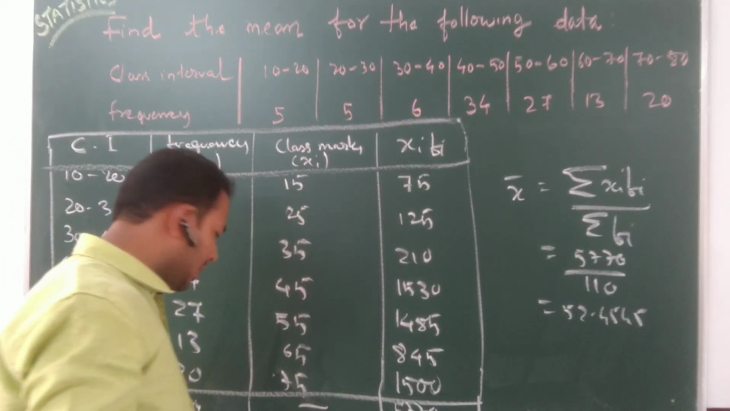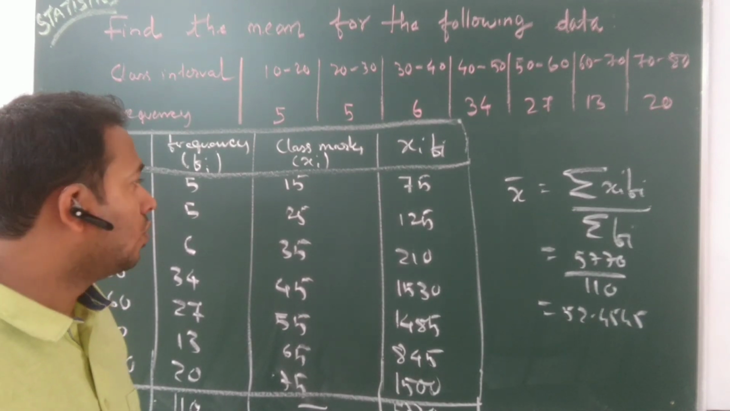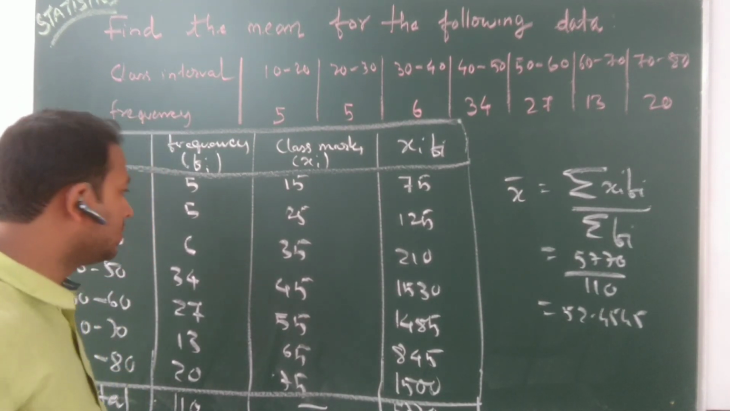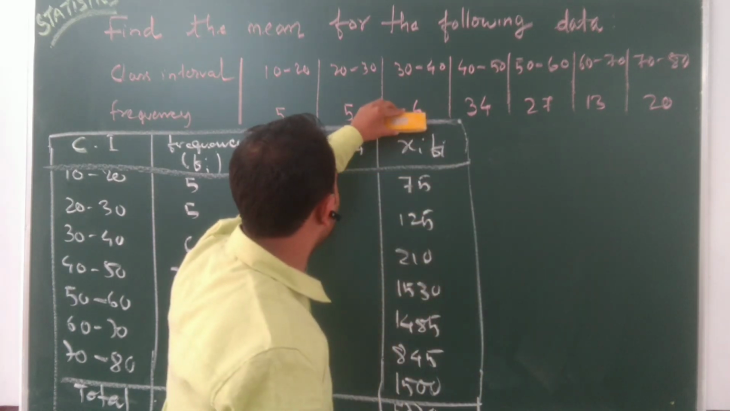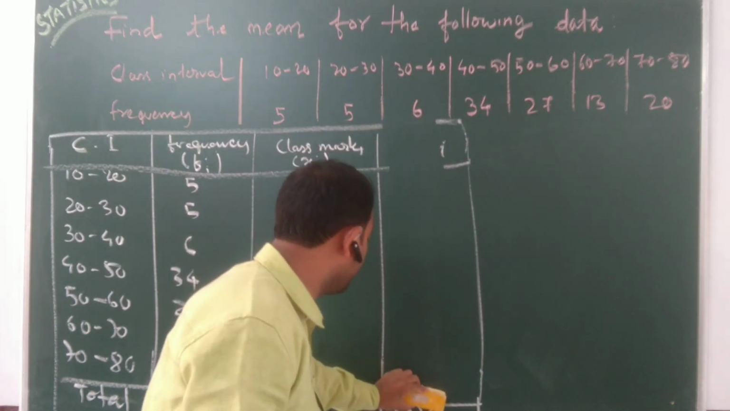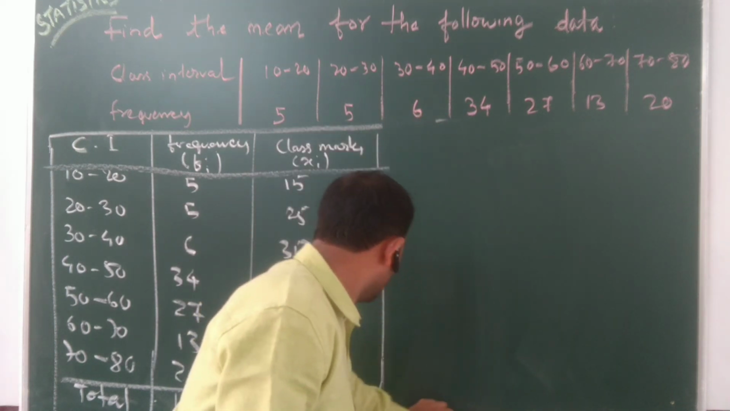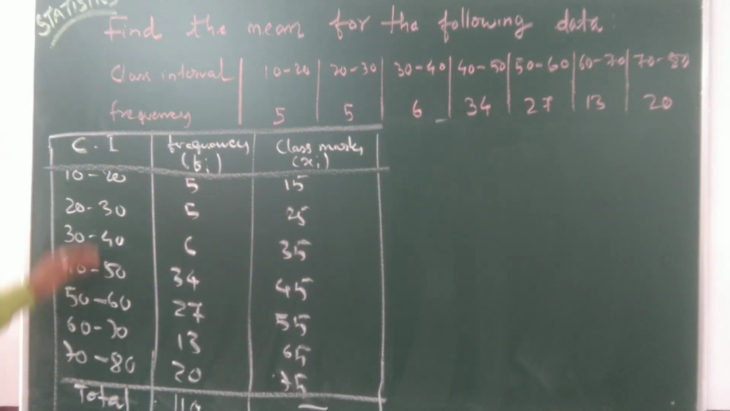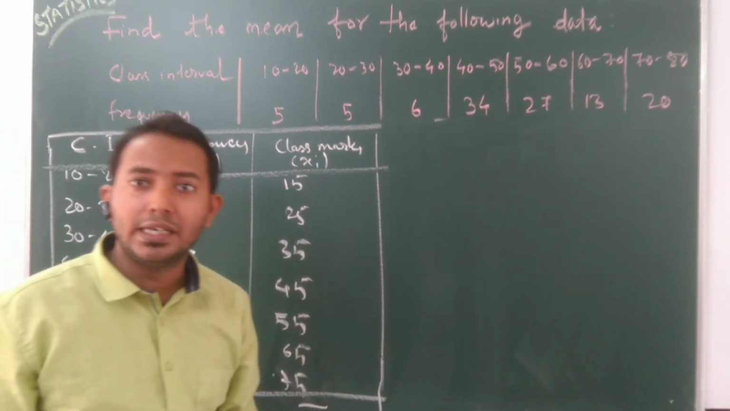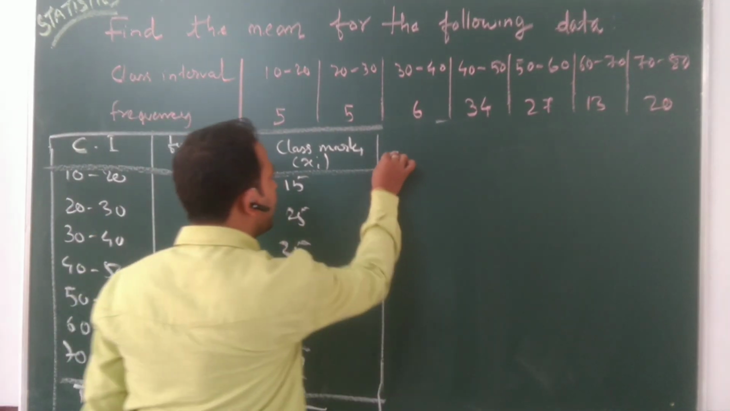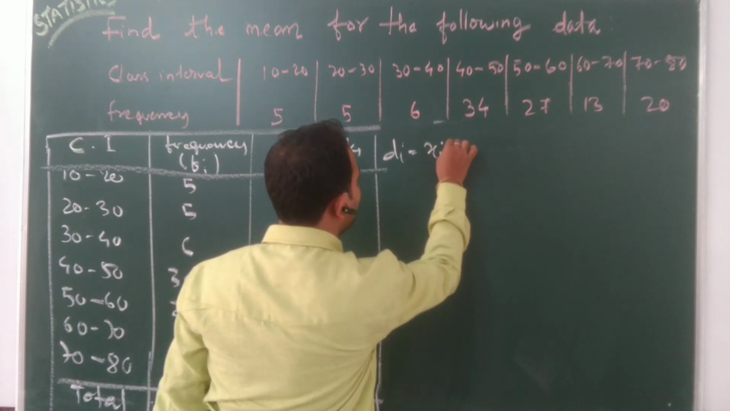So let's proceed with that. Let's rub this part. We don't need this one. We need what? We need Ci, we need frequency, we need class mark. We need di. So di here you write and mention xi minus A.